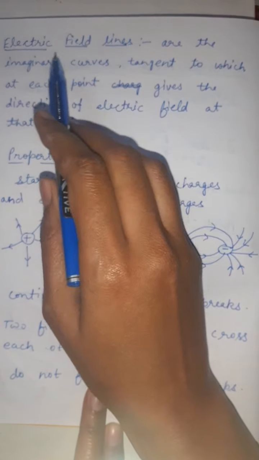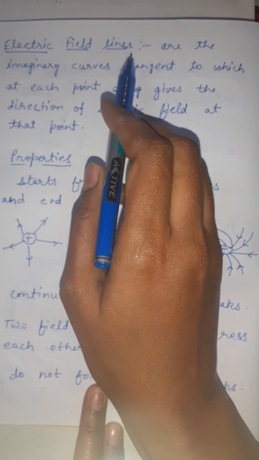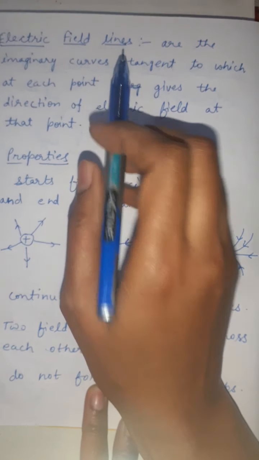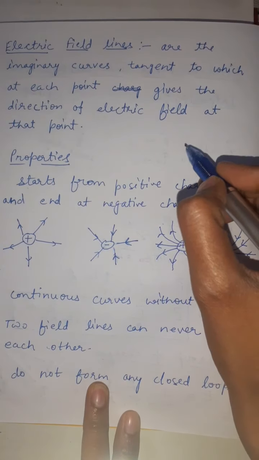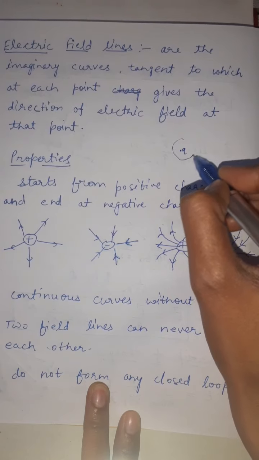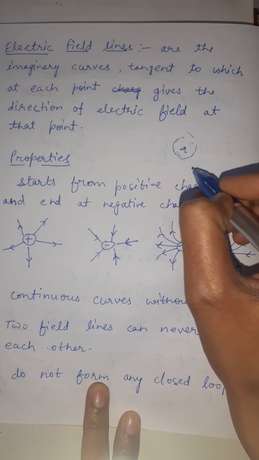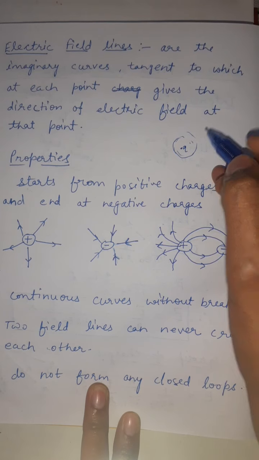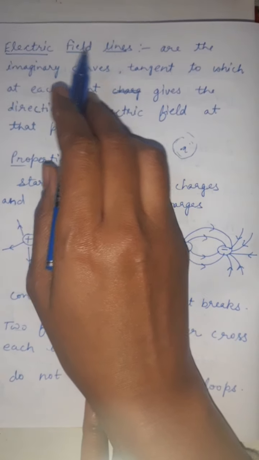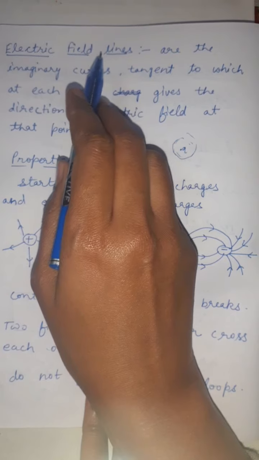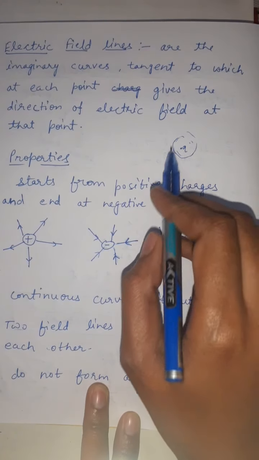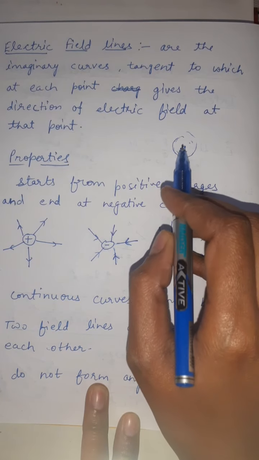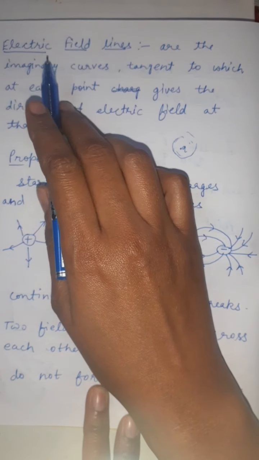Now, the electric field lines. What are the electric field lines? They are just a pictorial mapping of the electric field. We know that if there is a charge, then there is an electric field. We know there is an electric field, but how can we represent it? To show it graphically, we use the electric field lines. So electric field lines are nothing but a pictorial representation of the electric field which is present nearby a charge. So how will we define it?